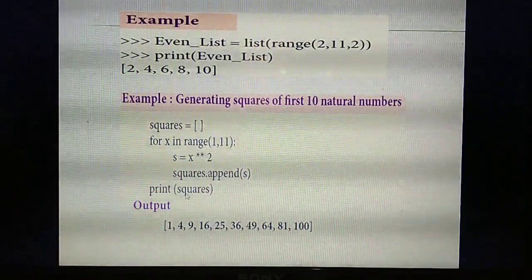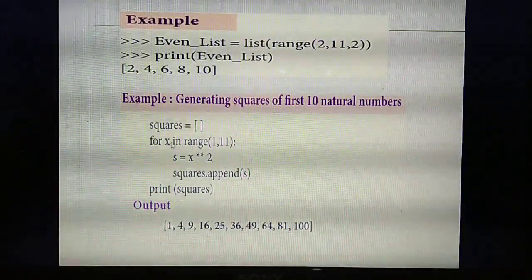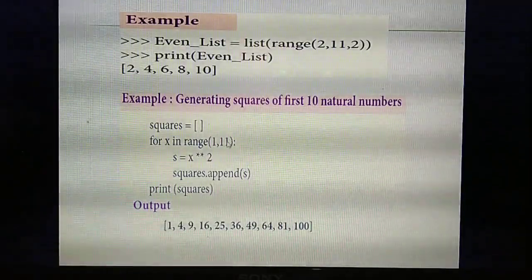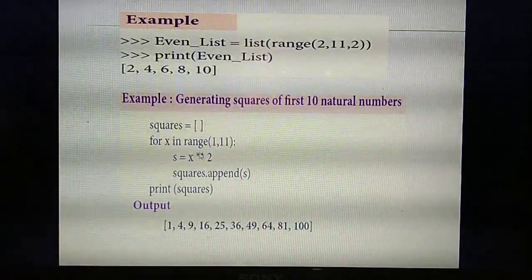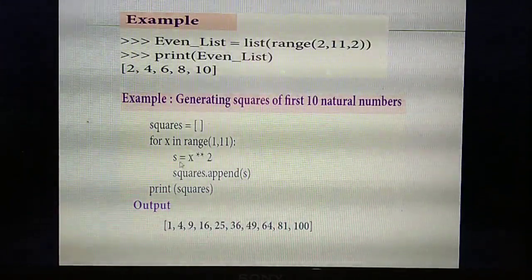So next you are going to print 10 numbers. For that you are giving a for loop, in which you declare the variable x, from 1 to 11. Squaring means you need to multiply the number by itself, so you square this number into 2: x double star 2. For that you are assigning the value to squares.